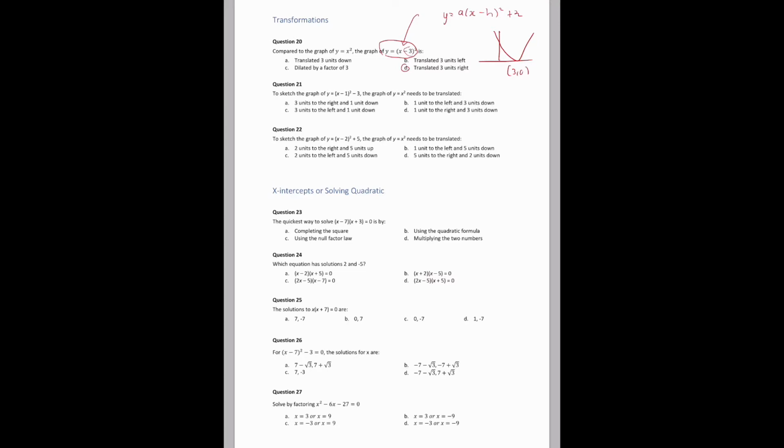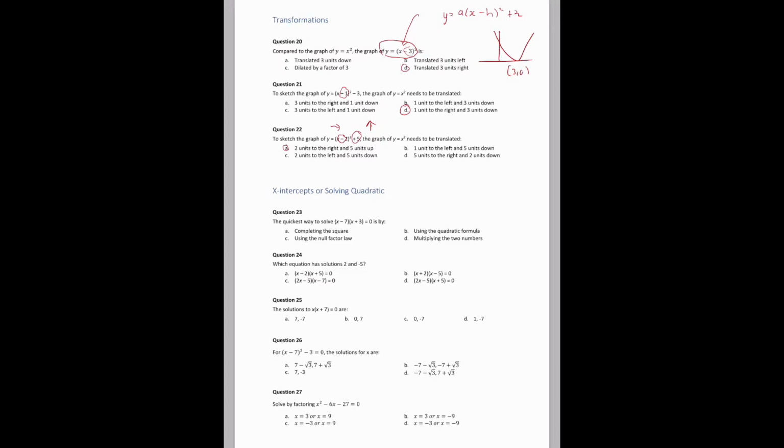For question 21, what type of transformation has taken place? In this case over here, this -1, you do the opposite when it's inside the bracket. So it means it has moved 1 unit to the right, positive to the right. So which one does it say? Okay, 1 unit to the right and 3 units down. So therefore, D is the correct option. For question 22, again, same process. You look at the opposite when it's inside the bracket. So it's moved 2 units to the right and it's moved 5 units up. So 2 units to the right and 5 units up. Therefore, A would be the correct answer.